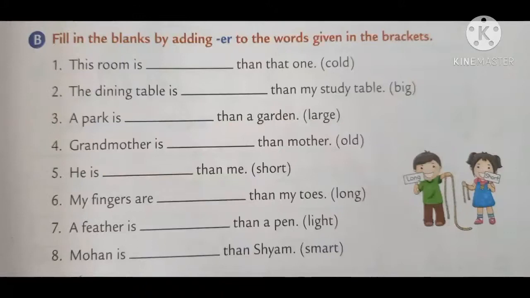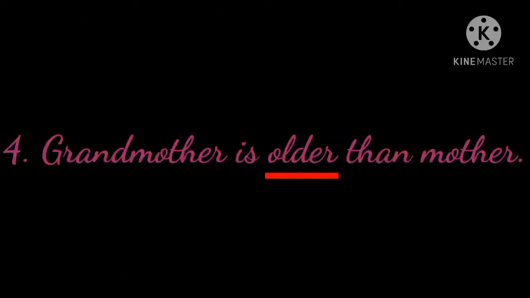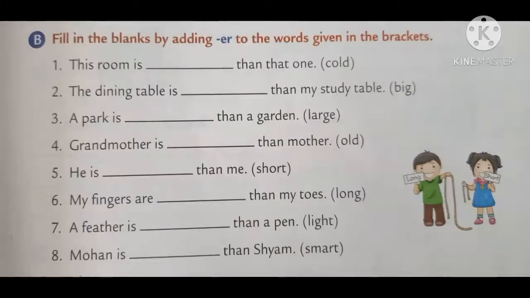The fourth one, grandmother is dash than mother. In the bracket, old is given. So what will you write? Older. Okay. So the answer for the fourth one is grandmother is older than mother. The rest of the questions are the homework given to you. So do it on your own.